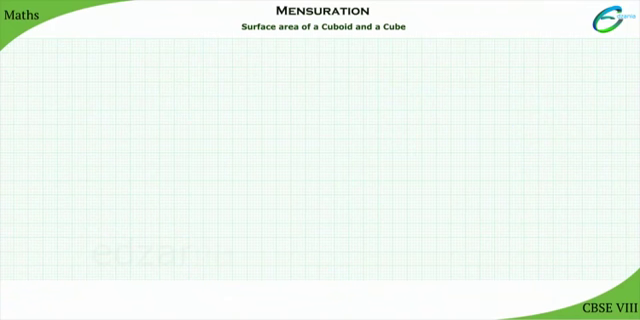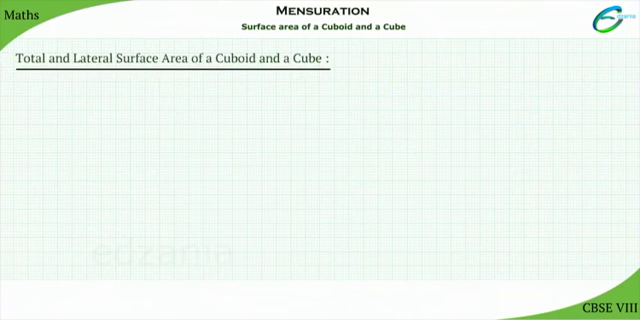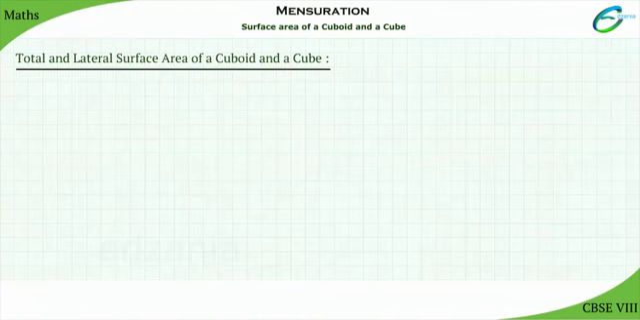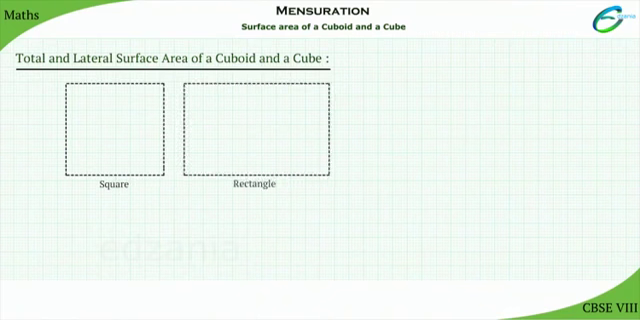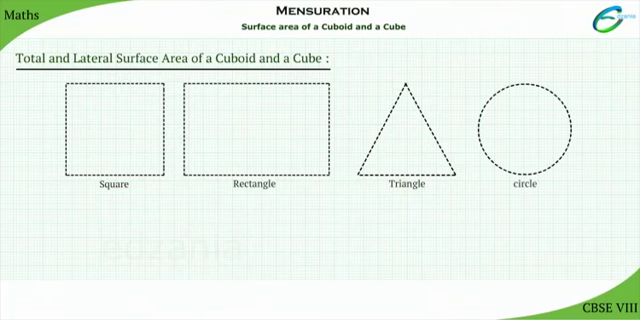Total and lateral surface area of a cuboid and a cube. We know how to find the areas of two-dimensional figures such as squares, rectangle, triangle, circle, etc. How will you find the areas of solid shapes? Let us learn about it now.